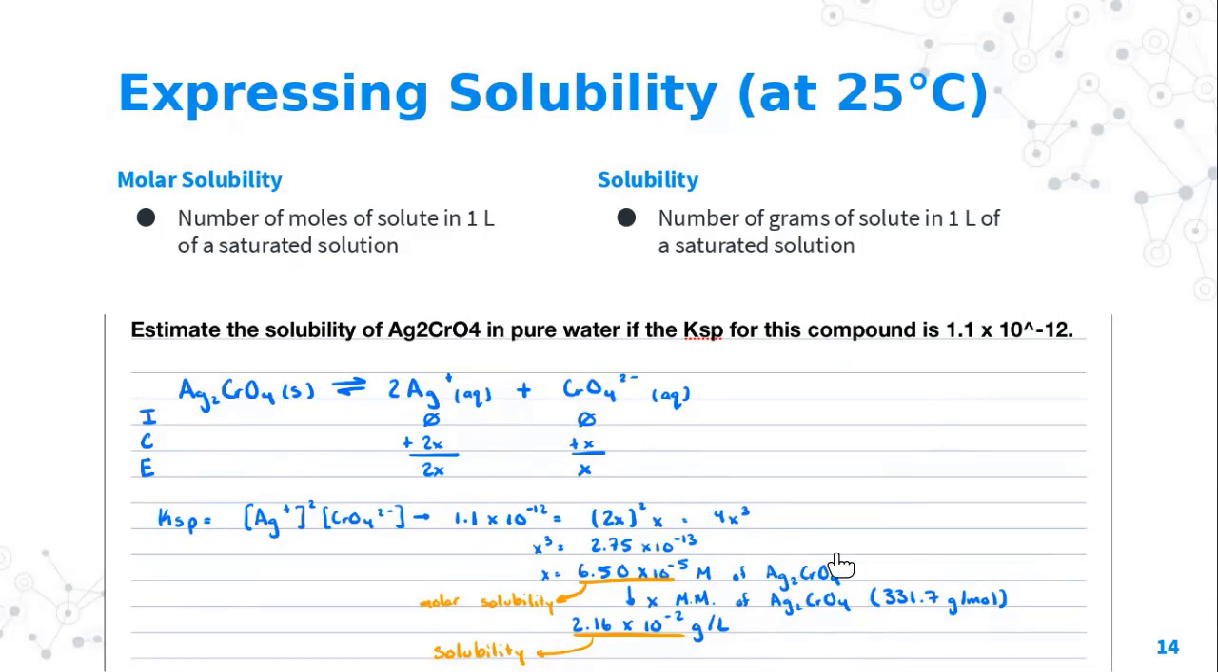Sorry, I think my computer froze for a second. For every molecule of Ag2CrO4, you have one molecule of CrO4 2 minus. So 1-to-1, so you can say they're the same.